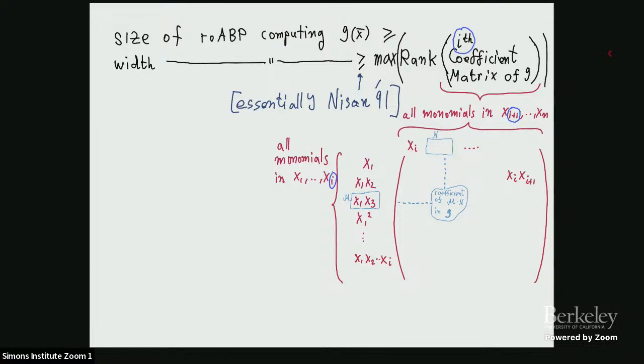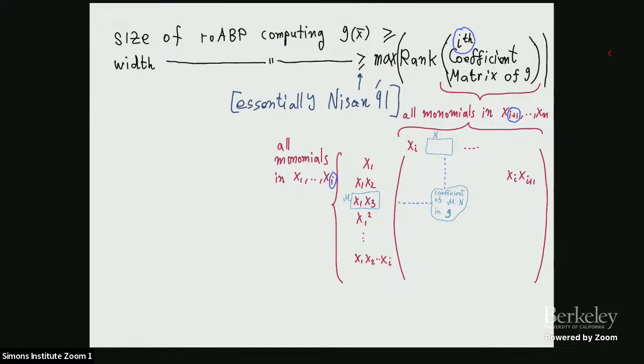So you partition it in i, and these are variables until i, and this is from i plus 1 to n. And now this is a matrix, and in the mn entry, you simply put the coefficient of this monomial in G. And you have a scalar matrix here. And this is very useful, because if you think about the rank of this matrix, and you take the maximum over the i, you get that the width is lower bounded by this.